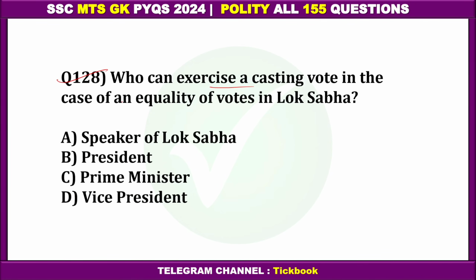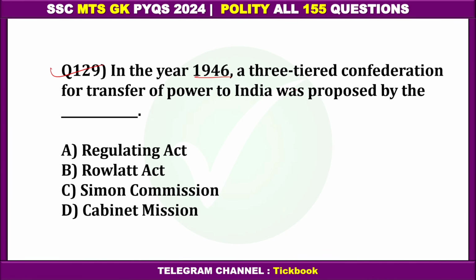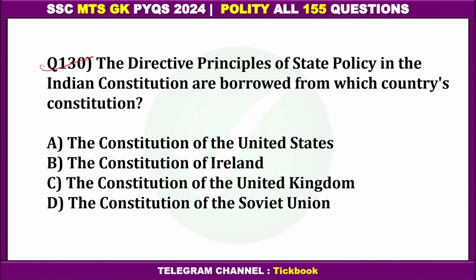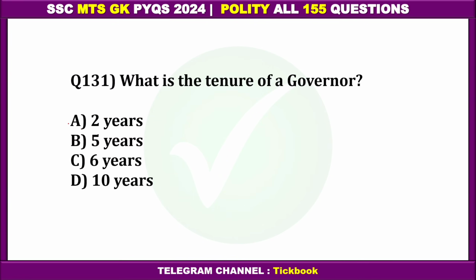128. Who can exercise the casting vote in the case of an equality of votes in Lok Sabha? Option number A is the correct answer. Speaker of the Lok Sabha. 129. In the year 1946, a three-tiered confederation for transfer of power to India was proposed by the option number D. Cabinet Mission. 130. The directive principles of state policy in the Indian Constitution are borrowed from which country's constitution? Option number B. The Constitution of Ireland.